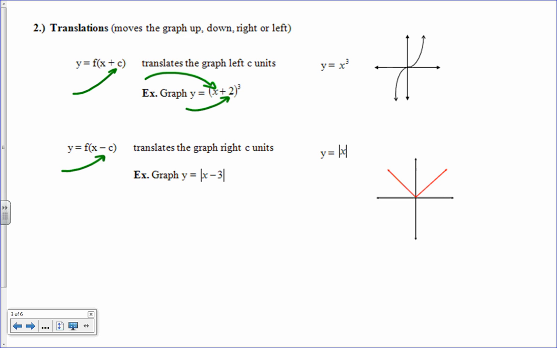Okay, and if you want to, I can do an XY table if you would prefer. Would that be helpful? No, you're good? Don't do it? All right. Well, you can do it on your own.